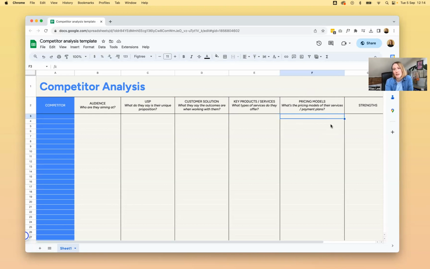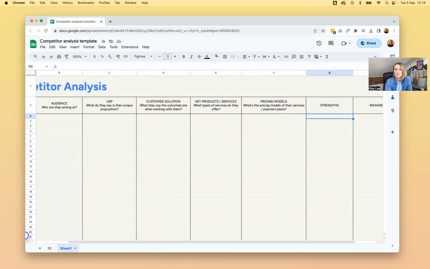Pricing models. This is easier for some industries and not so easy for others. Some people don't put their pricing on their website. So if you can find pricing, pop it in. If not, you can only find what you can find. You might want to do a little bit of digging around your competitors if you're interested in doing a bit of a benchmarking exercise. This is where that's quite useful.